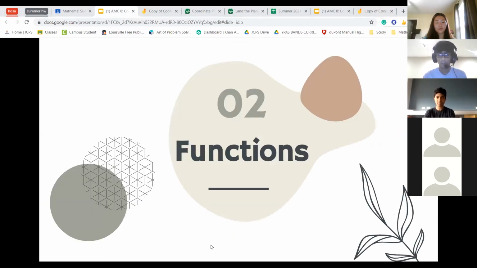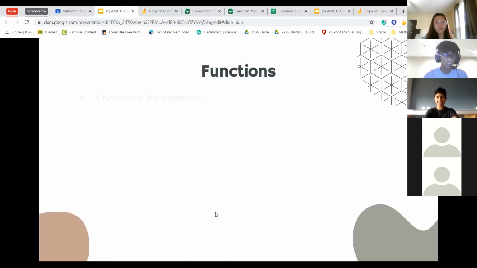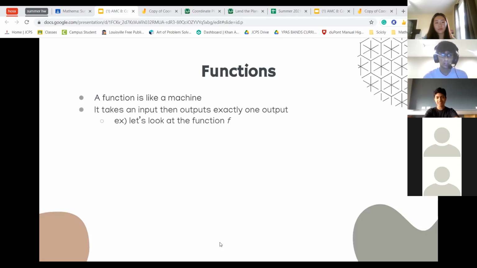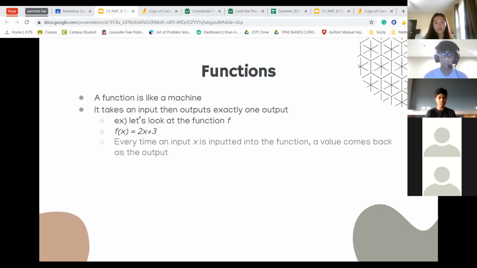Now we're going to do functions. So what is this? A function is like a machine. It takes in an input and then it outputs exactly one output. So a function is basically defined as: for every input, there's exactly one output. So it's like a one-to-one kind of correspondence. Let's take a look at the function f of x is equal to 2x plus 3.